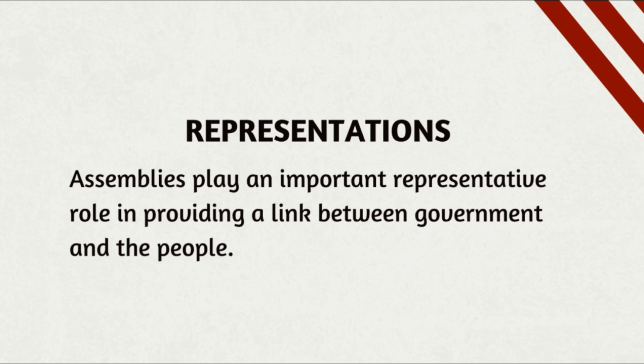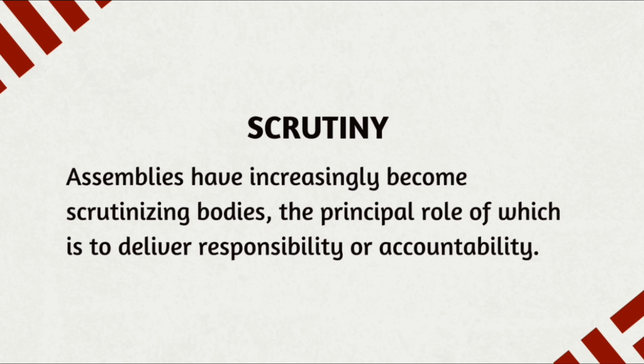The third one is scrutiny. Assemblies have increasingly become scrutinizing bodies, the principal role of which is to deliver responsibility or accountability. So, assemblies check and monitor the actions of the government. They ensure that government officials and leaders are doing their job correctly and not abusing their power. This is done by asking questions, holding debates, and sometimes launching investigations.